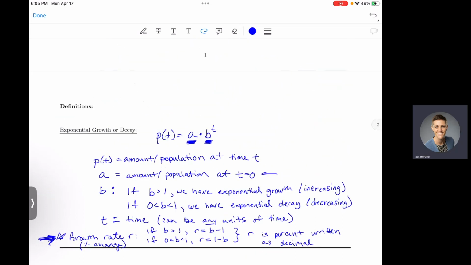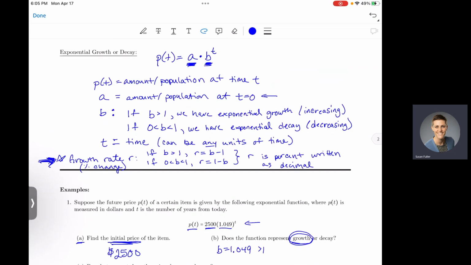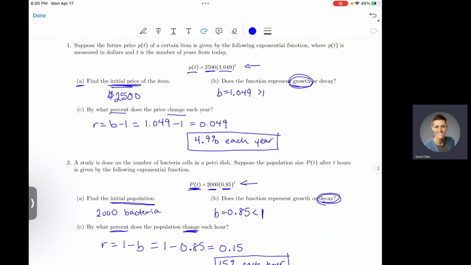All right, so that is what exponential growth and decay looks like. Good news is that we are going to give you the equation for these. You just kind of have to know what each thing represents. Again, A here is your initial amount. B is basically the base of your exponential. That tells you whether you have growth or decay, by whether it's bigger or smaller than 1. And T is your time. And your growth rate is just the distance between 1 and your base. And that's a percent written as a decimal.